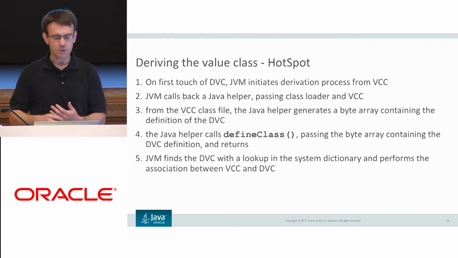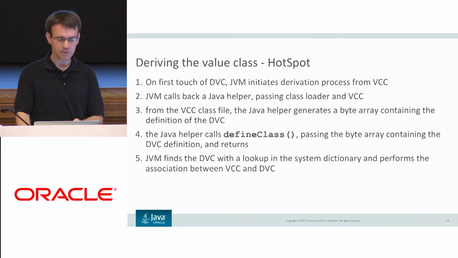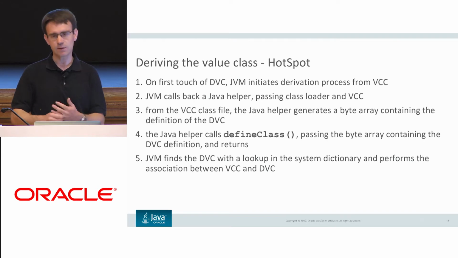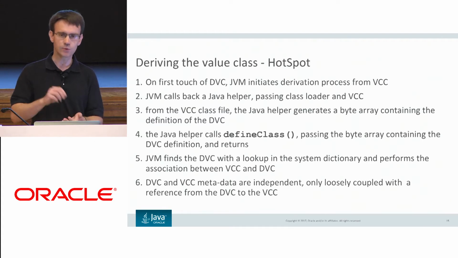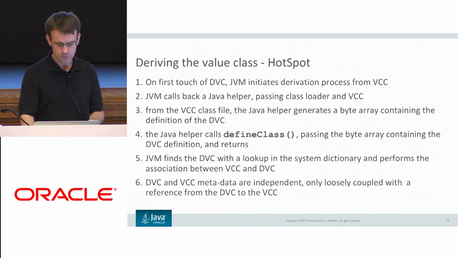Then the JVM performs a lookup on the system dictionary, and great, we find the derived value class, and then perform the association between the value capable class and the derived value class. So in HotSpot, we have two completely independent metadata, and they are just loosely coupled with a reference from the derived value class to the value capable class.